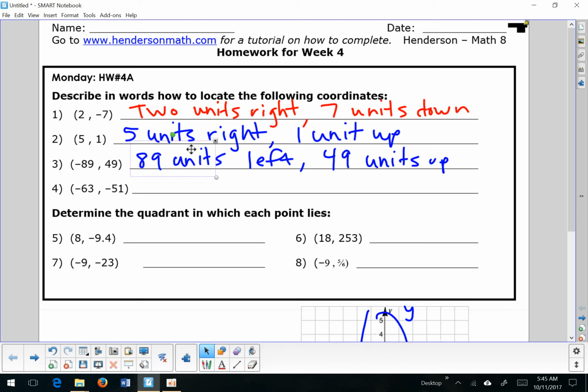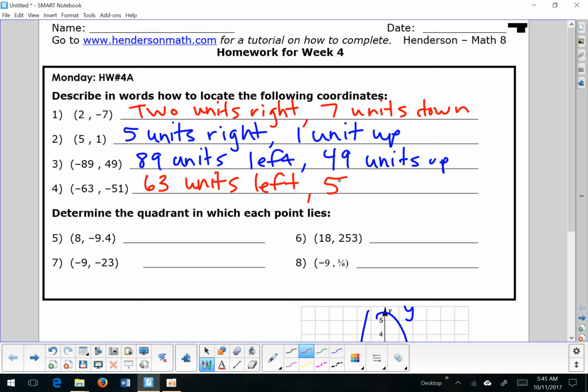So this part of the lesson is checking to see if you know how to move along the coordinate plane left, right, up, and down. So for question number 4, the final question here, both my x and my y are negative. So I would move 63 units left, because left is negative on the x-axis, and 51 units down.